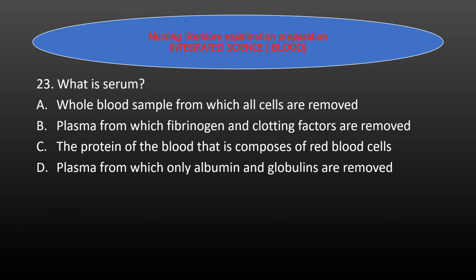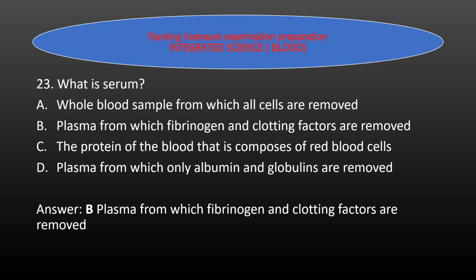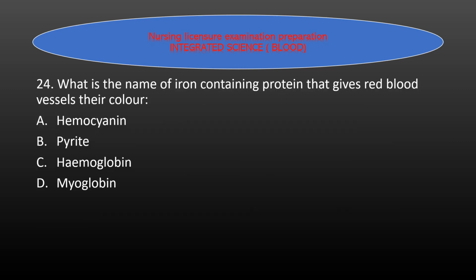Question number 23. What is serum? Option A. Whole blood sample from which all cells are removed. Option B. Plasma from which fibrinogen and clotting factors are removed. Option C. The protein of the blood that is composed of the red blood cells. Option D. Plasma from which only albumin and globulins are removed. And the correct answer is option B, that is plasma from which fibrinogen and clotting factors are removed is known as serum.